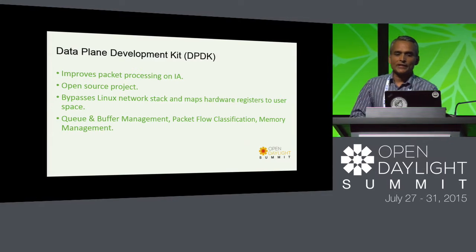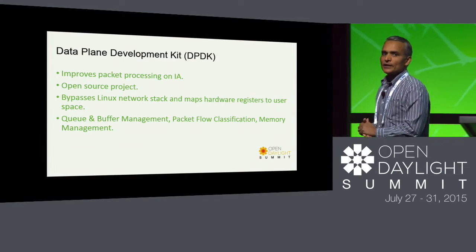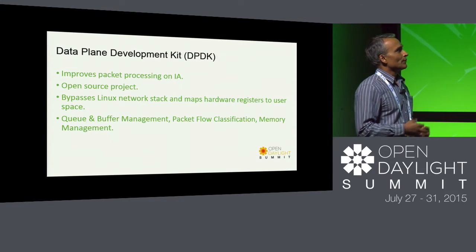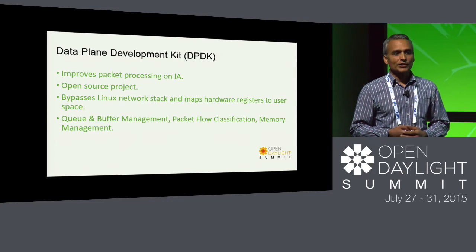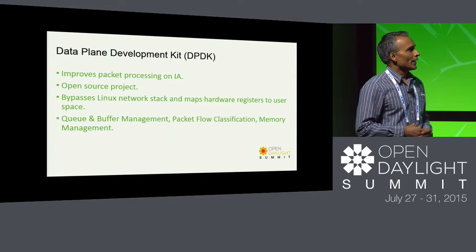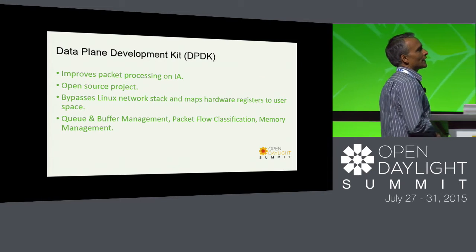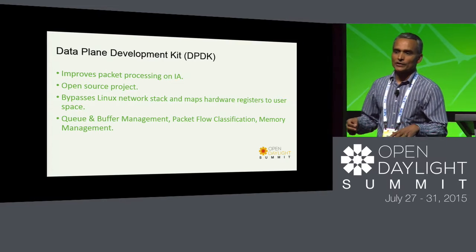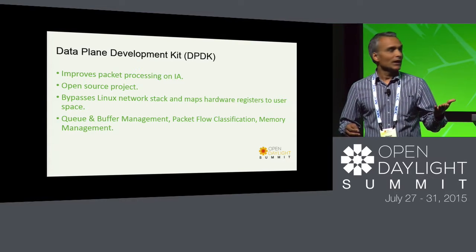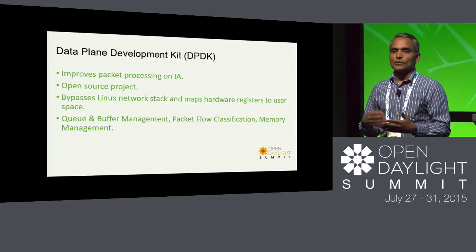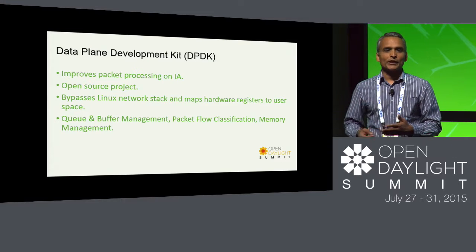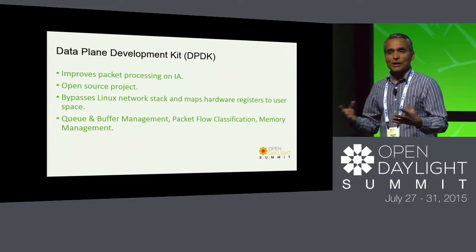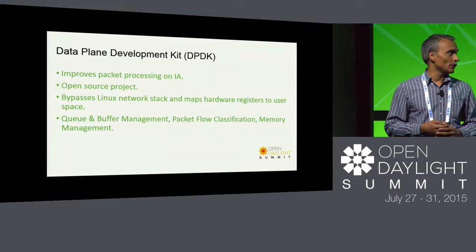So what is Data Plane Development Kit? DPDK is open source software that improves packet processing on Intel architecture. And how it gets this improvement is that it bypasses the Linux networking stack and maps the hardware registers onto the user space. And then it provides a bunch of libraries like buffer management, queue management, memory management. And it also gives you some sample applications when you download from dpdk.org.